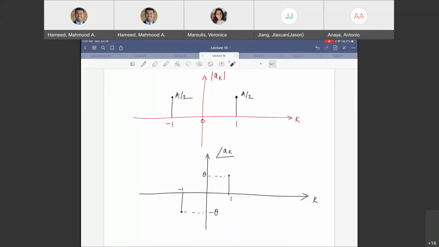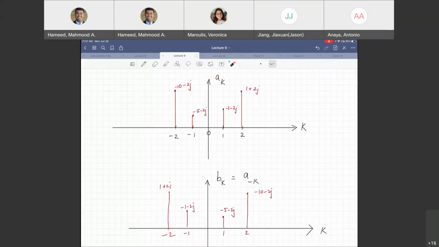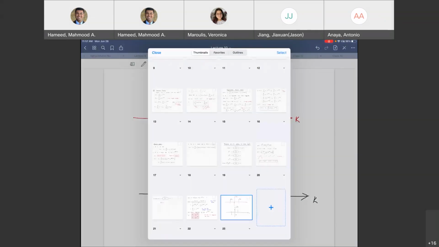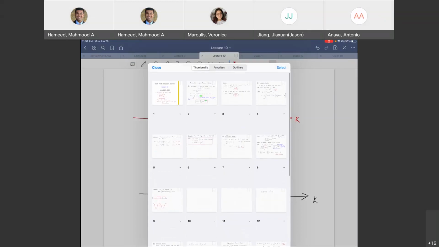The cosine signal was even and real. The magnitude of the Fourier series coefficients had even symmetry, but our phase had odd symmetry. If I go back over here, you will see that the phase will have odd symmetry. Where is that?